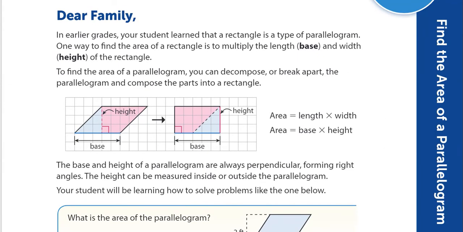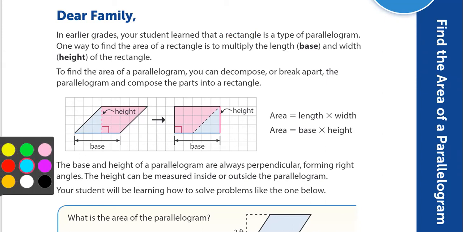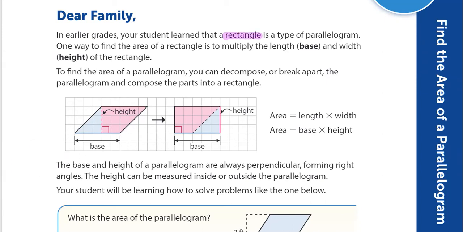In earlier grades, your student, which is you, learned that a rectangle is a type of parallelogram. So just to review, parallelogram and rectangle. Just like a square is a type of rectangle, a rectangle is a type of parallelogram. And a rhombus is a type of parallelogram. Okay, one way to find the area of a rectangle is to multiply the length or base, like I said, they're pretty much interchangeable, and the width or height of the rectangle.